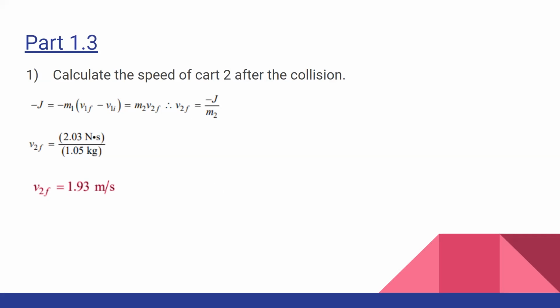M2V2F is equal to negative J, so V2F is negative J over M2. And then we already know what M2 is. That was given in the problem. We found J earlier on, so you can just divide, and you get that V2F is 1.93 meters per second.